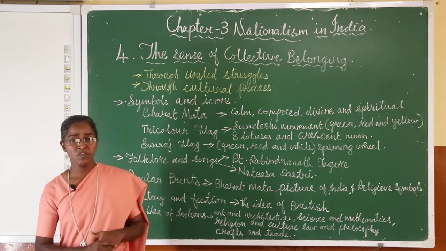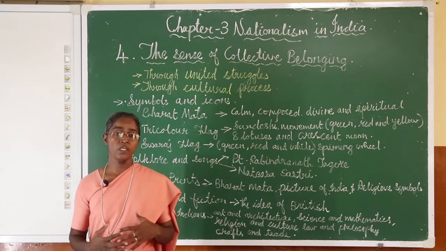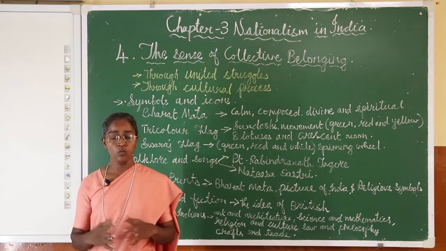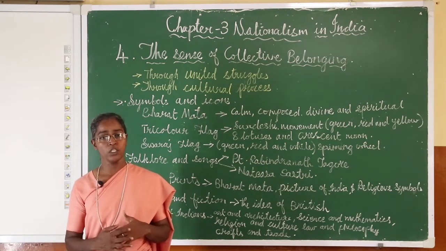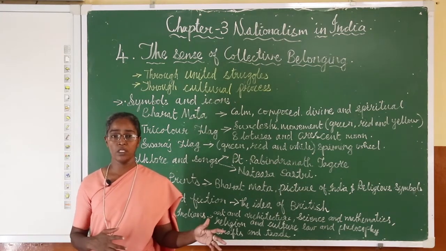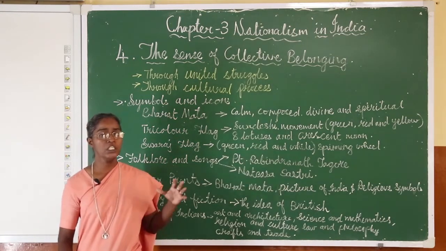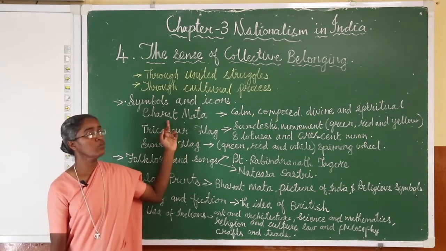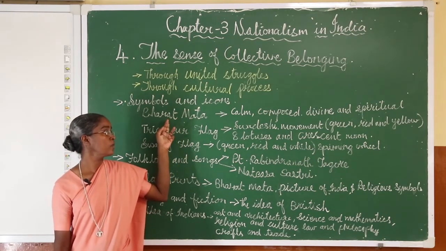Now, some of the symbols and icons created in the hearts of the Indians a feeling of oneness, that they belong to one nation and they have to fight against the Britishers. Whether they are in the north, whether they are in the south, whether they are Hindus, whether they are Muslims, all became one. These symbols united them together. So, the first symbol that we learn is the symbol of Bharat Mata.